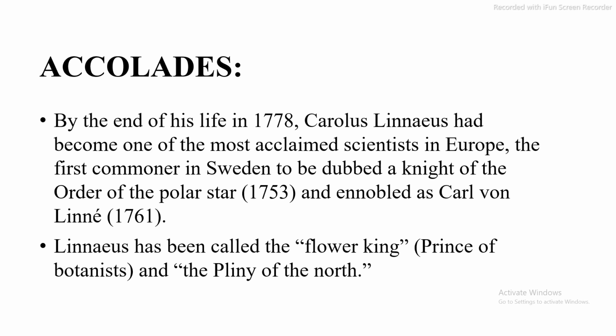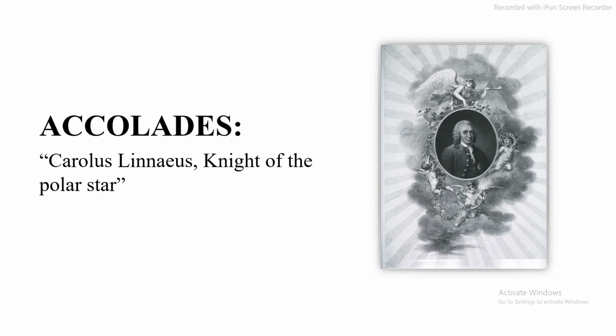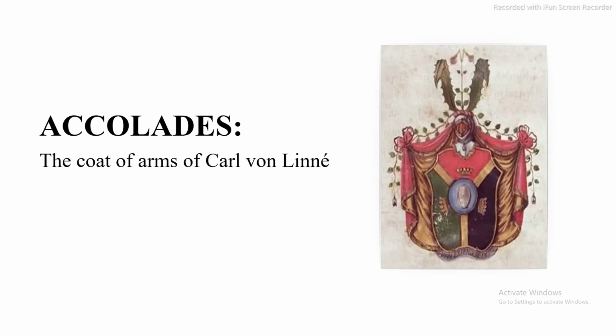Next I am going to discuss the accolades. By the end of his life in 1778, Carolus Linnaeus had become one of the most acclaimed scientists in Europe, the first commoner in Sweden to be dubbed a Knight of the Order of the Polar Star in 1753 and ennobled as Carl von Linné in 1761. Linnaeus has been called the Flower King, the Prince of the Botanists and the Pliny of the North. Carolus Linnaeus, Knight of the Polar Star, as shown in the figure. The coat of arms of Carl von Linné, as shown in the figure.